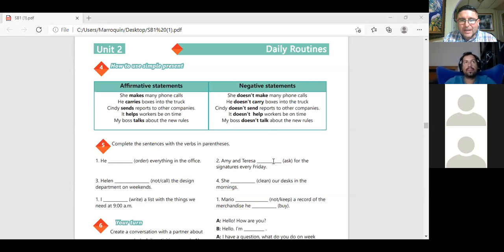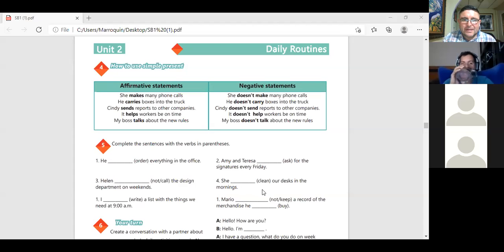Another volunteer, Amy and Teresa. Amy and Teresa ask for the signatures every Friday. Excellent. ¿Qué dice ahí en la 2 en español? Amy y Teresa piden firmas todos los viernes. Excellent, very good. Volunteer for number four. She cleans our desks in the morning.